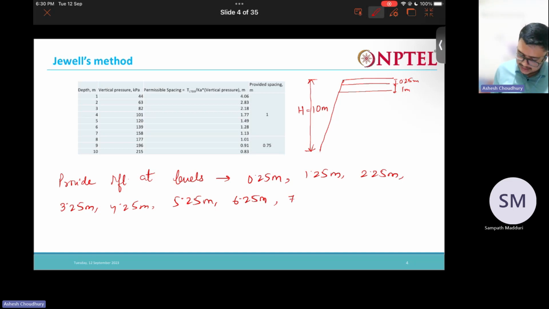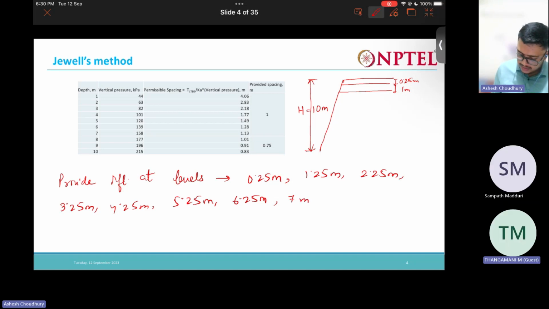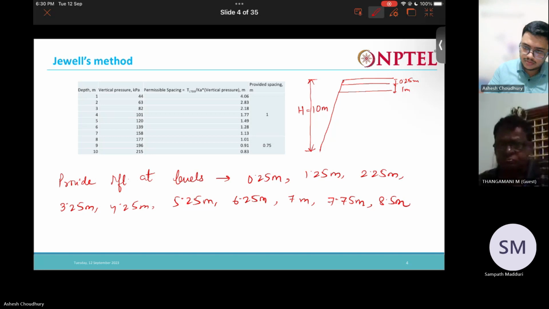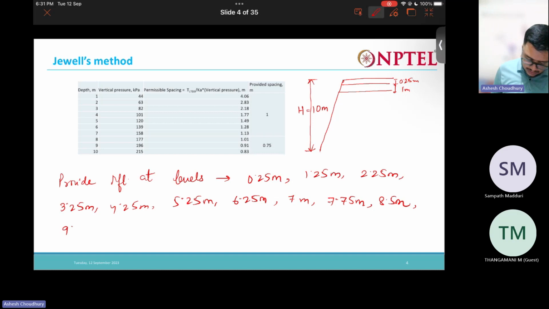Then after that, let us change it to 0.75. So it will be 7 meter, then 7.75 meter, then 8.5 meter. Then let us provide 9.25 meter, and lastly at 10 meter. Okay, lastly at this level, 10 meters.